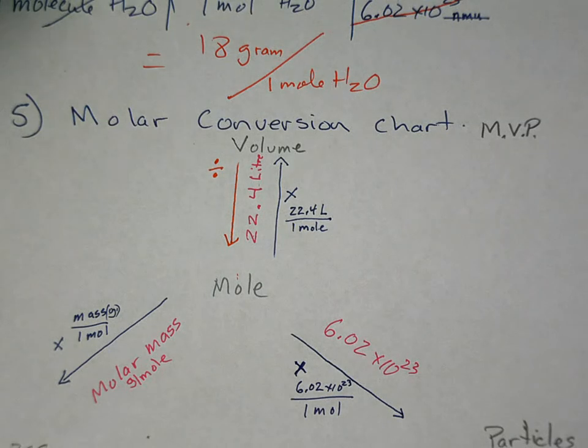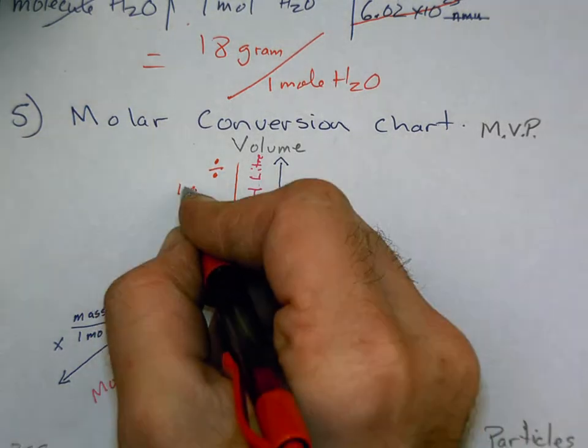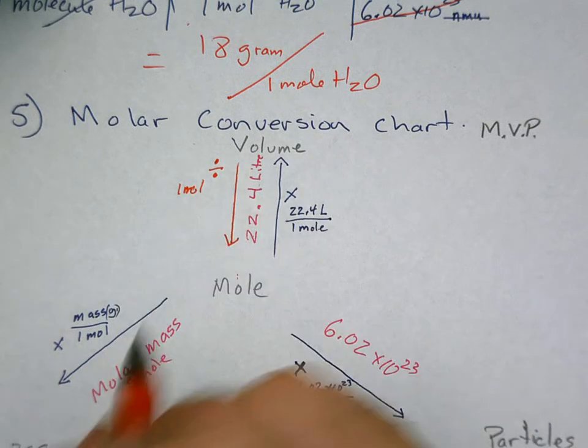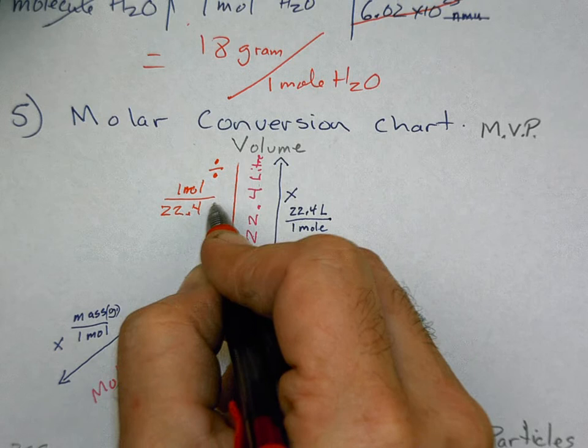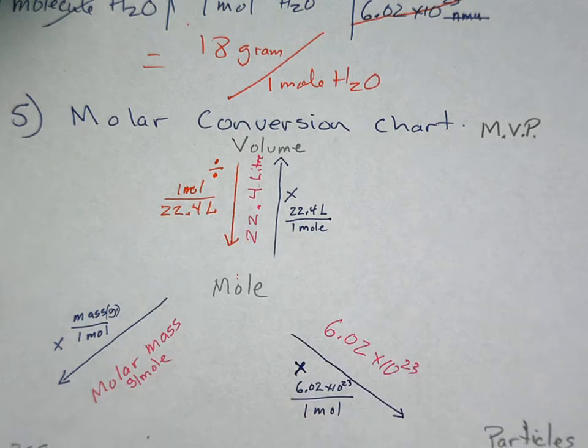Setting up that relationship, that would be 1 mole of whatever gas you're talking about divided by 22.4 liters. I'm going to put a little tail on my L just so we know that's liters.